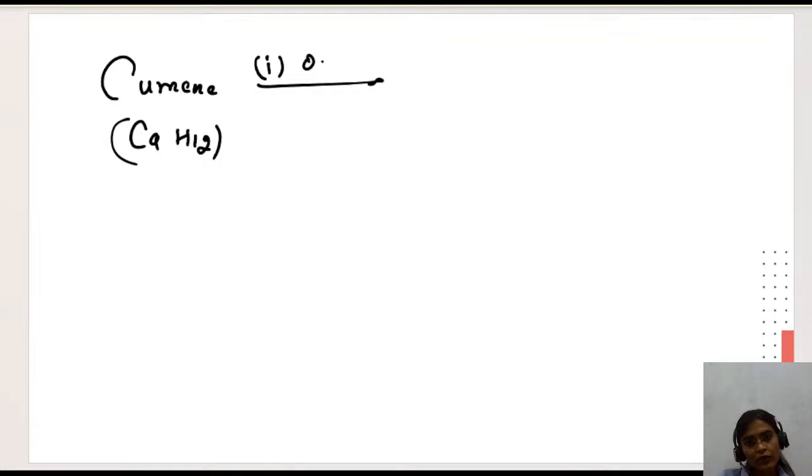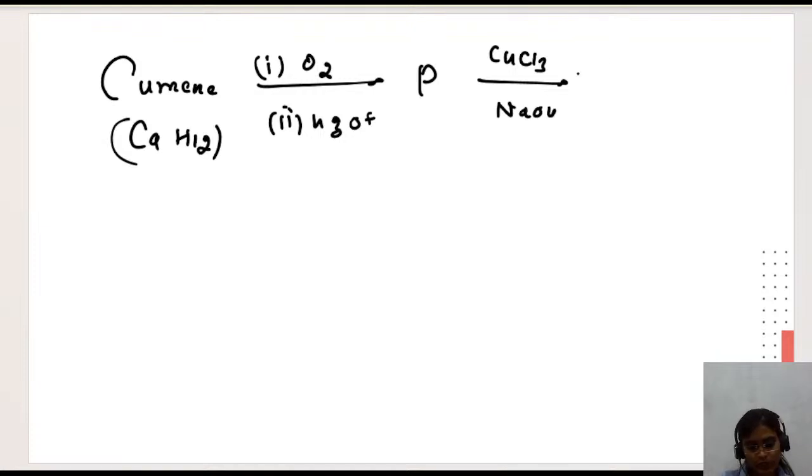First of all, we follow O2 and the second one is water, some hydrolysis. There is some P formation that takes place. Then we use CHCl3 and NaOH, and this is Q. Q is the major one. And there is some R. R is the minor one.